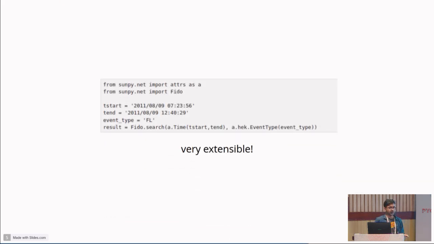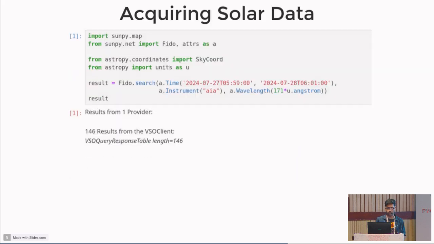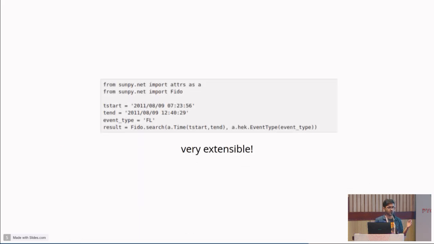But yes, Fido in itself is very extensible. Like I said earlier, we were using it to download AIA images. Now we can use it to query for solar flares. We can do this by querying the HEK. The HEK hosts a whole vast array of different solar event information, and this is how you can do it for flares.